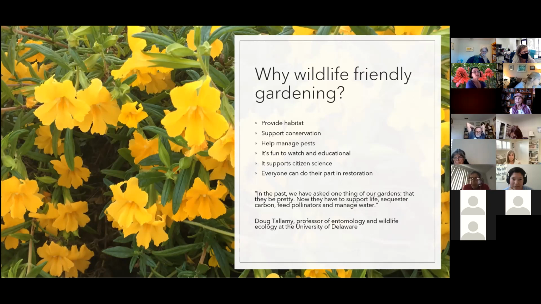in restoration and conservation. And so I have a quote here from Doug Tallamy, who is a professor of entomology and ecology at the University of Delaware, and he's a big promoter of wildlife friendly gardening and our gardens playing a role in conservation on a larger scale. So he says, in the past, we've only asked that our gardens be pretty, but now we ask a lot more of them. We want them to provide wildlife and habitat, sequester carbon, feed pollinators, and also manage water. So we're now starting to look at our gardens on a much broader scale, not just something pretty to look at or some pretty flowers to have out there.